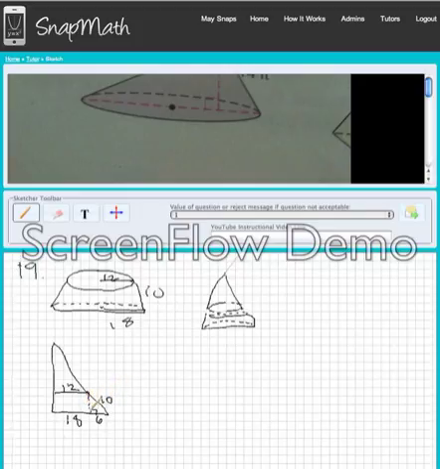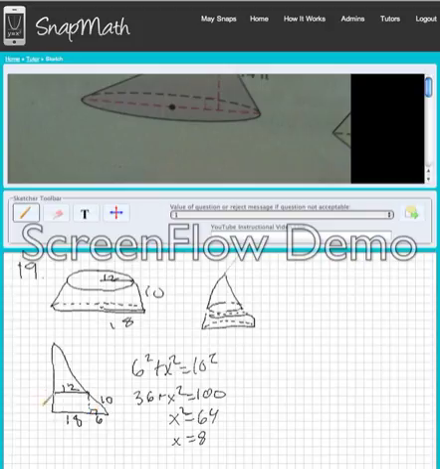And to find this part right here, we're going to use the Pythagorean theorem. So 6 squared plus x squared equals 10 squared, where it's 36 plus x squared equals 100. So x squared equals 64 and x equals 8. So this is 8, so we can actually put 8 right here.